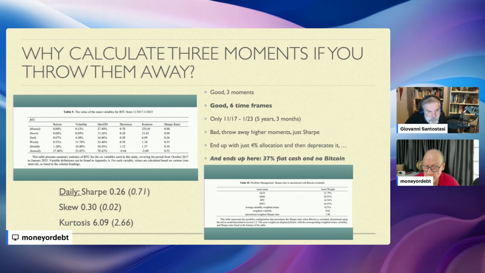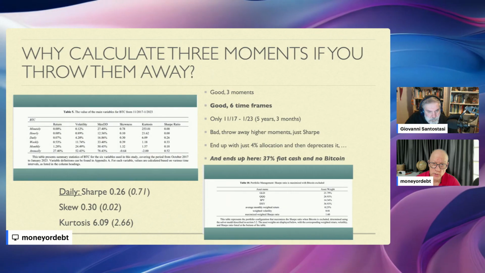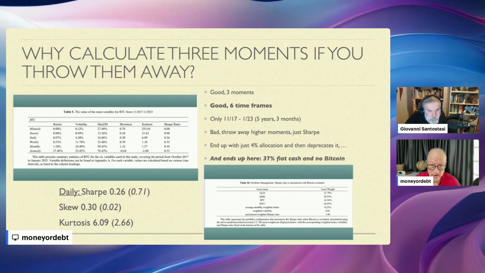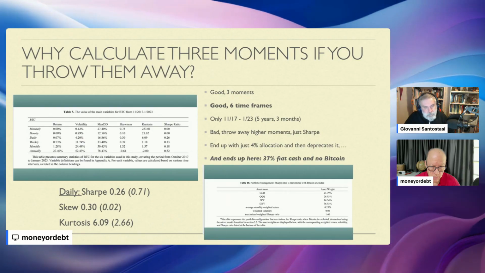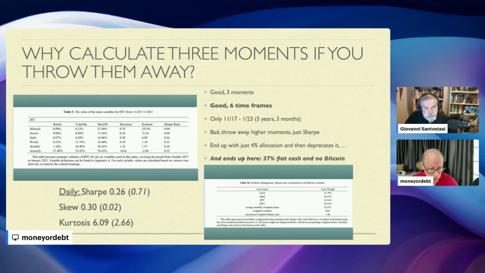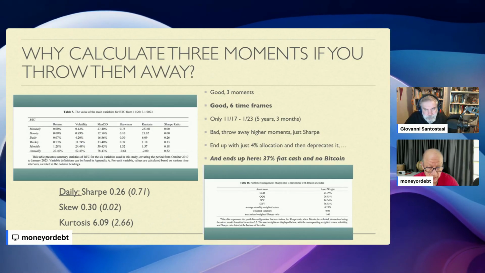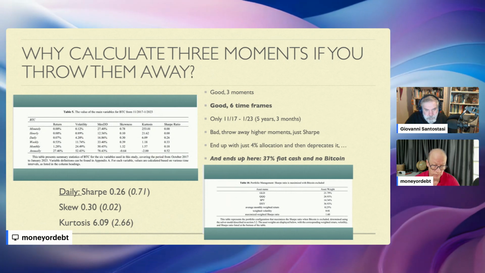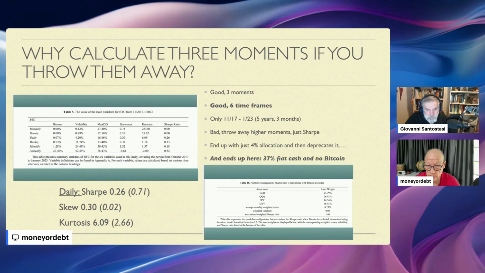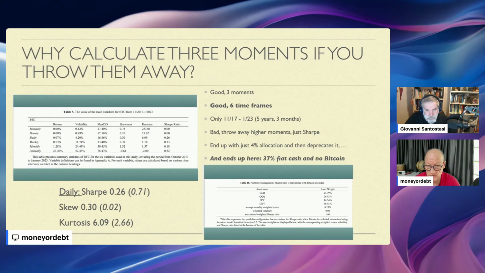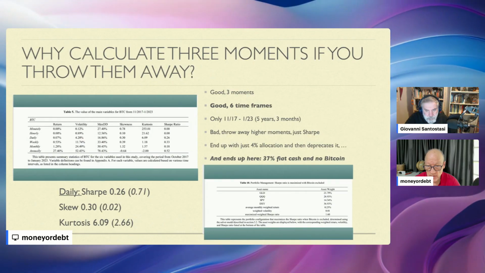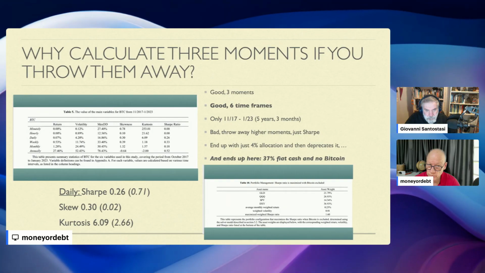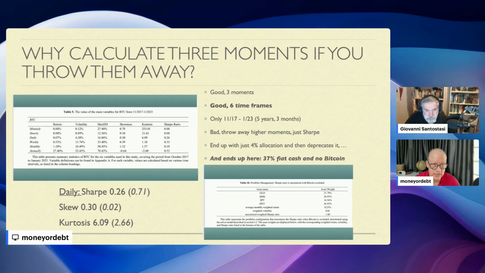If we look at the daily, the skewness is moderate at 0.3, the kurtosis is high at 6, and the Sharpe ratio that he finds is moderate. But the other paper, using the same data daily, claimed a Sharpe ratio of 0.71. So I don't know what's going on. Somebody has treated the data in an inconsistent fashion. And the other paper found a kurtosis that was less than half that, presumably on essentially the same data set.